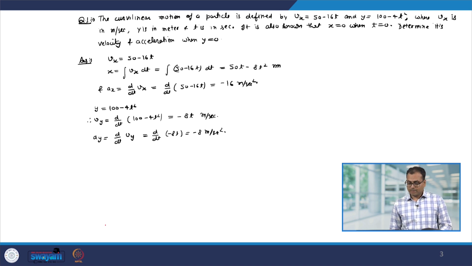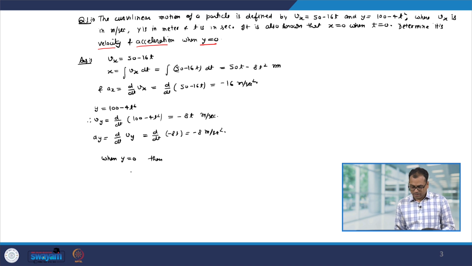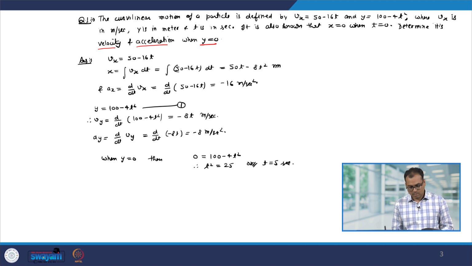Now, in the problem statement we have been asked to find out the velocity and acceleration when y is equal to 0. Therefore, let us see the value of velocity when y is equal to 0. So, when y is equal to 0, from equation number 1, t comes out to be 5 seconds. Let us put y equal to 0 in 100 minus 4t square, therefore, t square is equal to 25 or t is equal to 5 second.